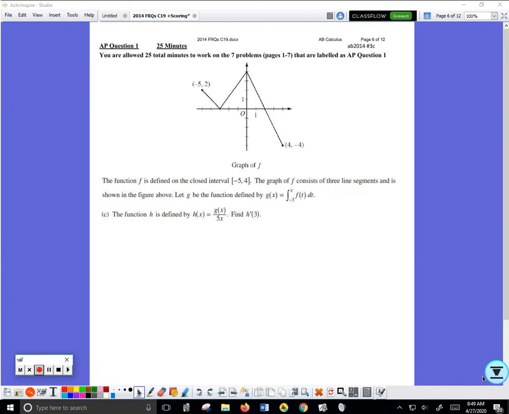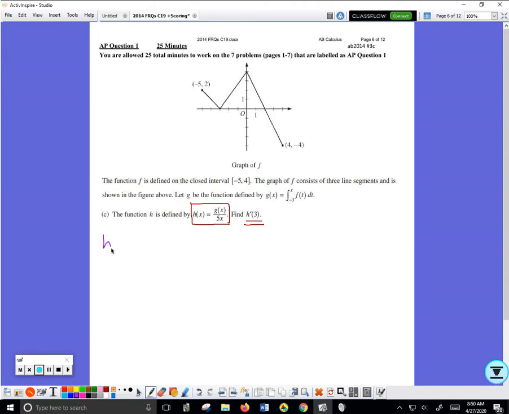Okay, the function h is defined by this formula. So we want to find h prime of 3. So I need a derivative.